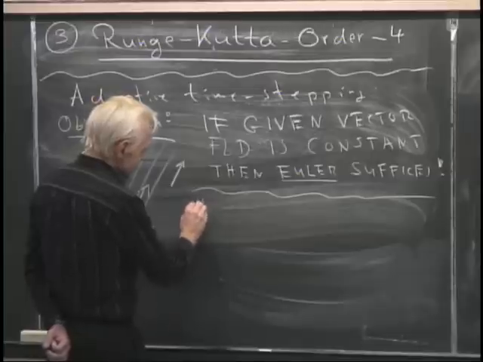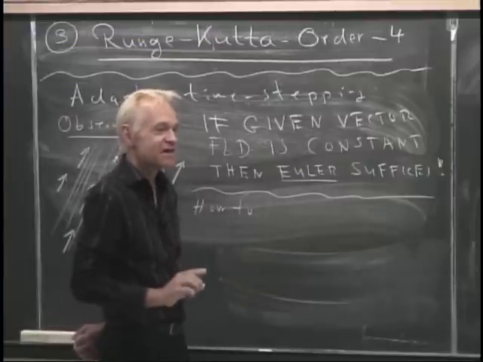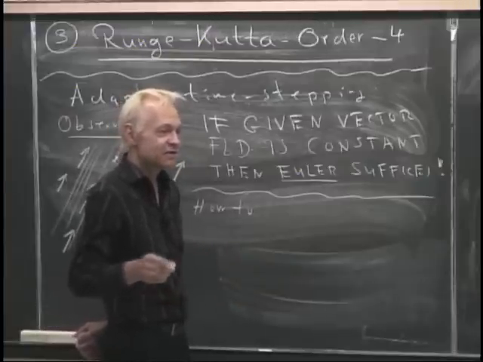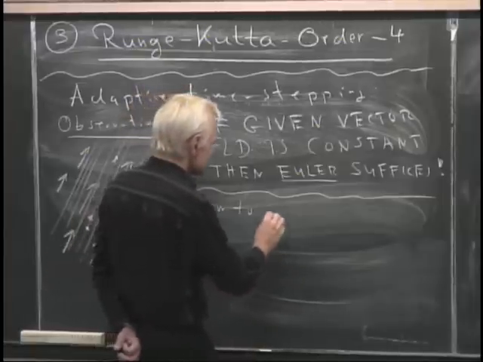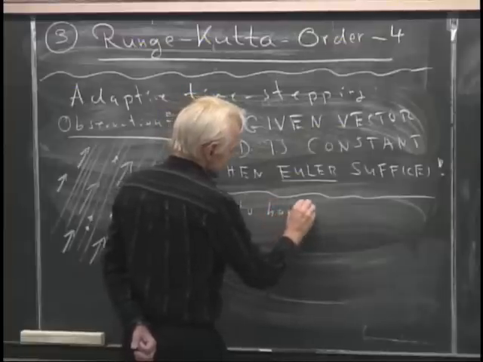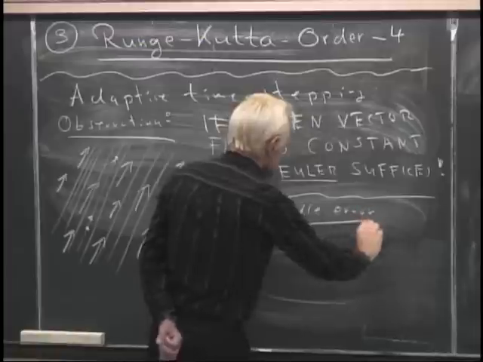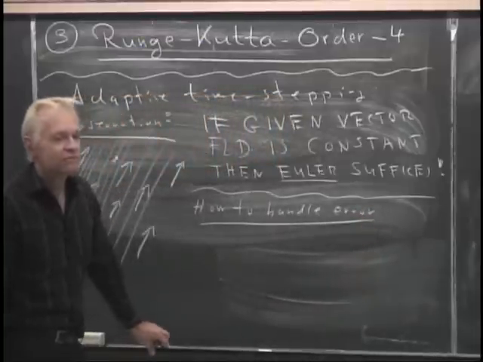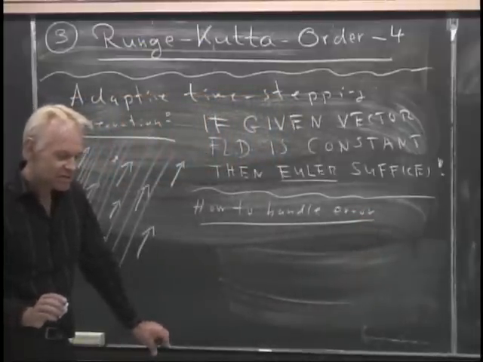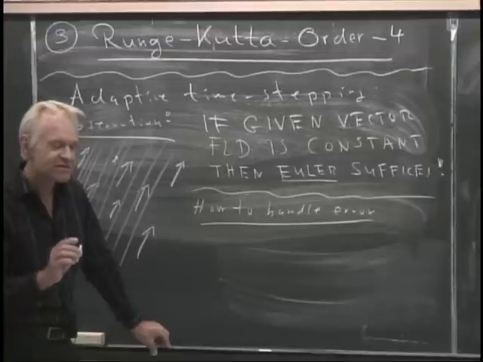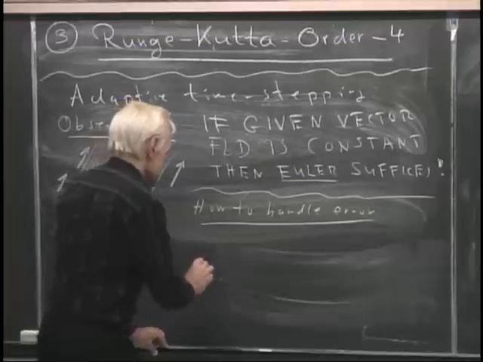How to handle error? First you have to estimate it. Is there error? How large is it? And if it's larger than some threshold, how to reduce it? So how do you do that? First, you need an effective means to determine that using different delta t's gives you different results.